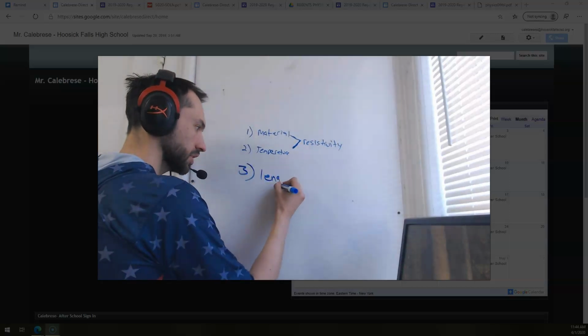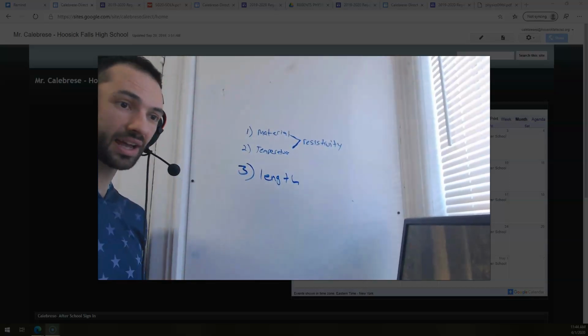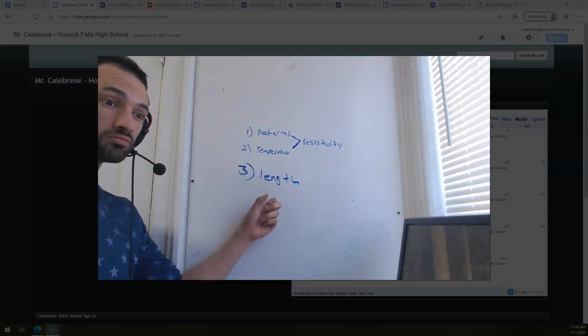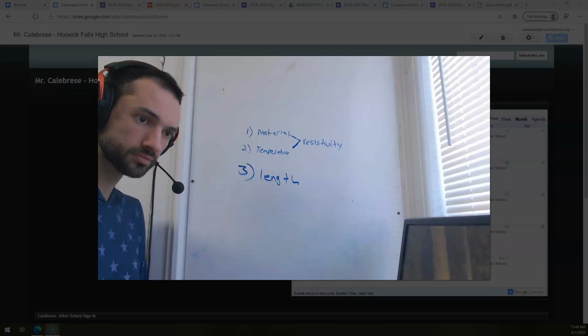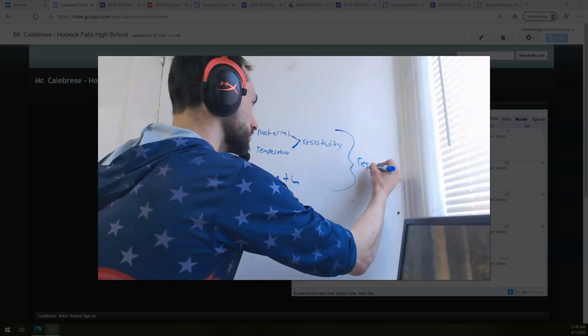Length. You need to get to class, and your class is on the other side of the school. Are you going to get there in time? Probably not. So when things are really long, it's harder to get through them. The resistance is going to go up.